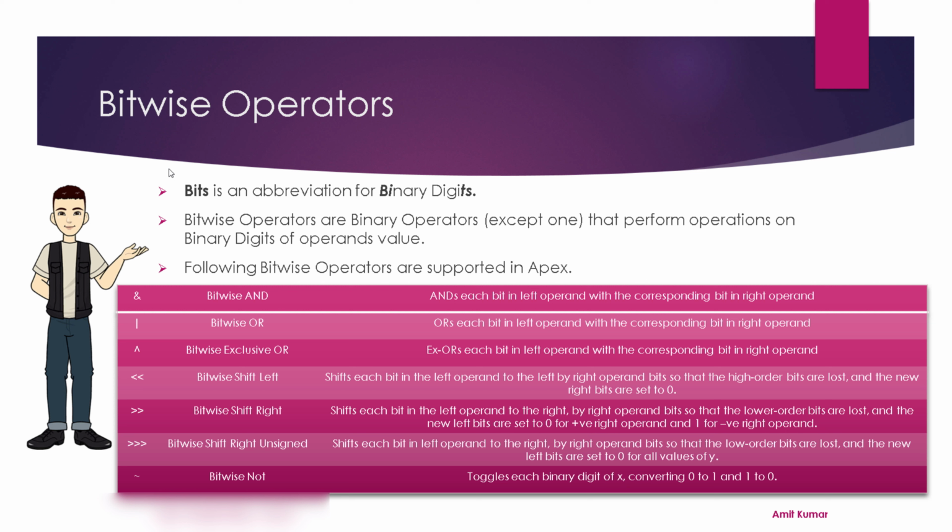Now, how does the Bitwise AND work? It works on the binary digits, and if both the binary digits are 1, it returns 1. If any of the binary digits is 0, it will return 0. For the Bitwise OR, if any of the binary digits is 1, it will return 1. Bitwise exclusive OR works on the binary digits, and when they are the same, it will return 0. When they are different, it will return 1. So 1 and 1 will return 0, 0 and 0 will return 0, 1 and 0 will return 1.